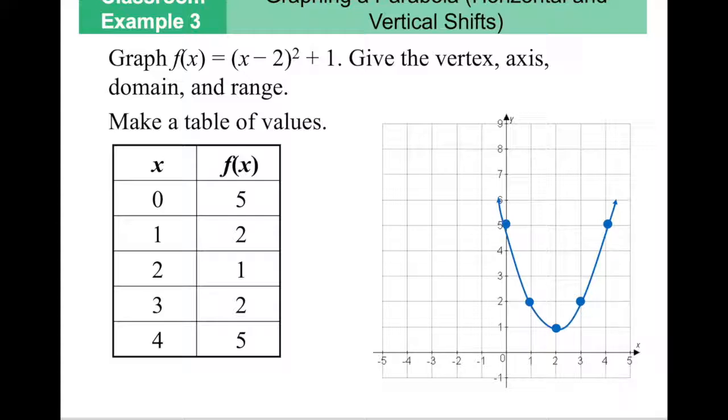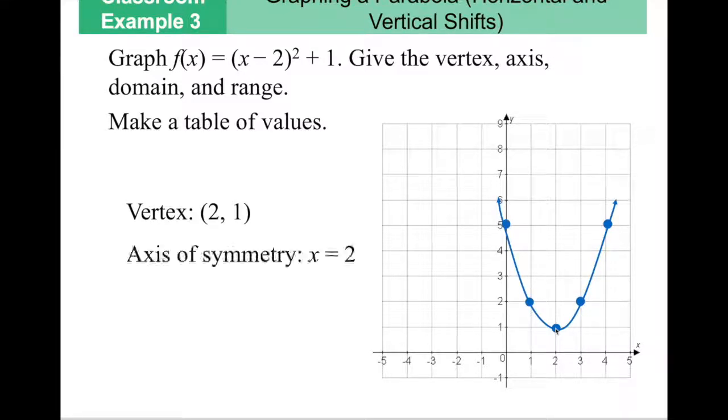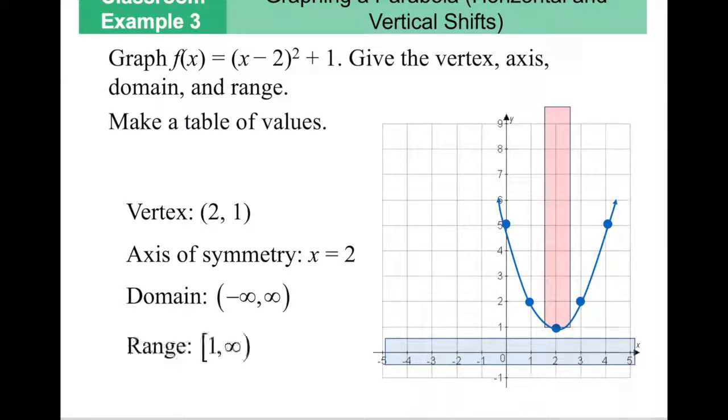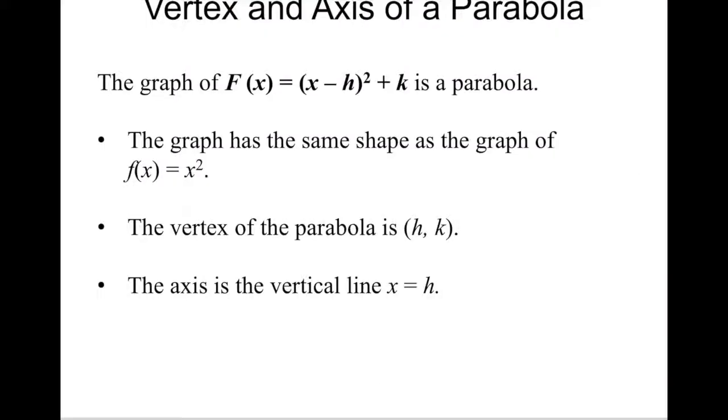And what you should notice is that the vertex was shifted to the right 2, like we said, and up 1. So my new vertex is at (2, 1). My new axis of symmetry is x equals 2, and my range is going to be from 1 to infinity.